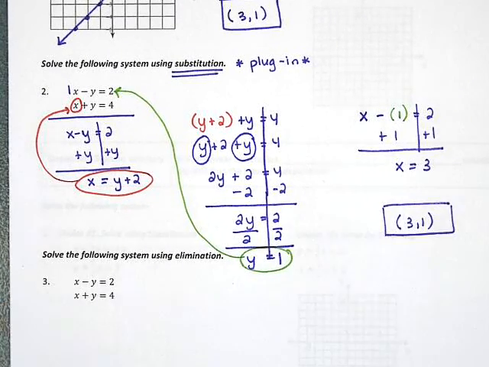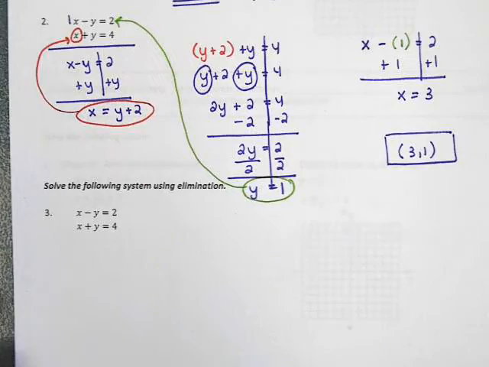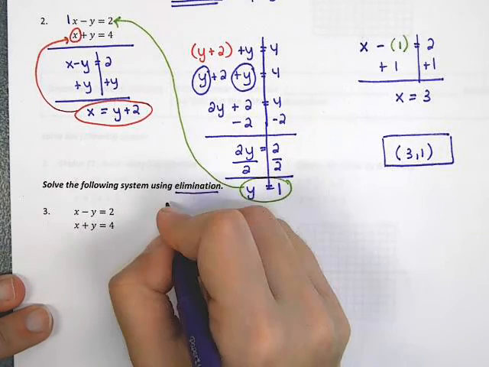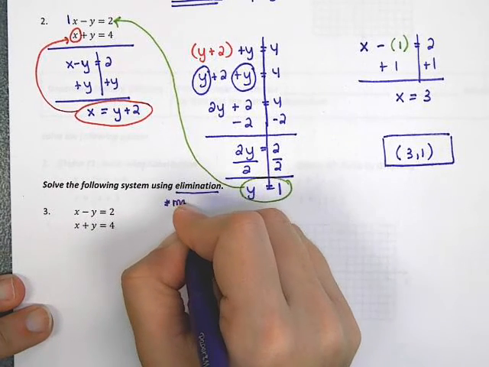Now you'll notice that that is the same answer we got by graphing. So we found the place where the lines intersect, but we didn't graph it to do that. We just found it using substitution. Lastly, we're going to solve using elimination. Elimination means make one of the variables cancel.